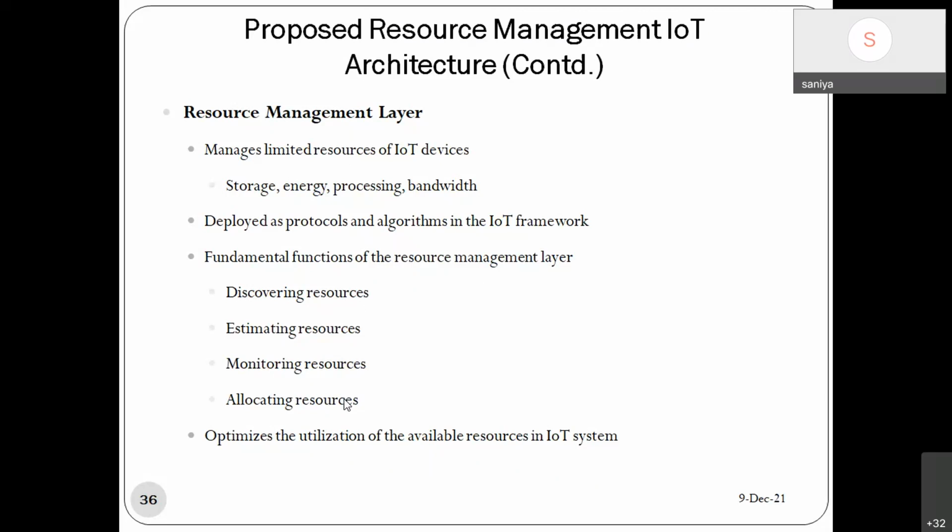And then allocating. Allocating means how much resource you can allocate them. So for that, you require continuous monitoring. And for monitoring, you require estimation. So all these steps are interrelated with each other. The primary, the most important use of this resource management layer is to optimize the utilization of available resources in IoT system.